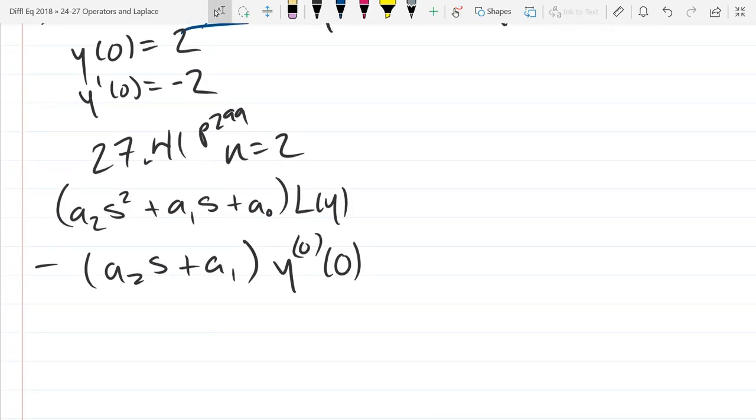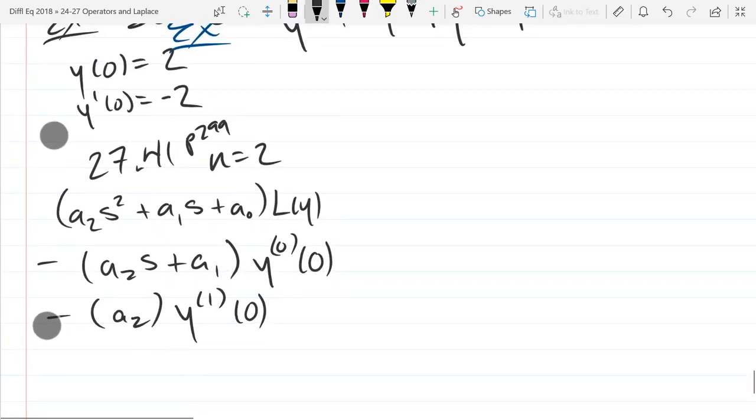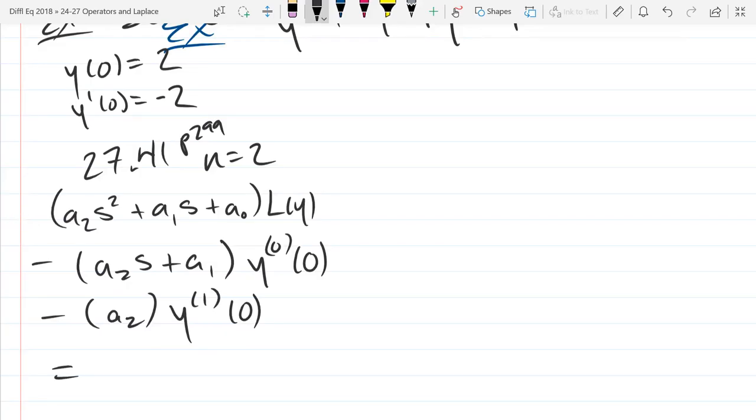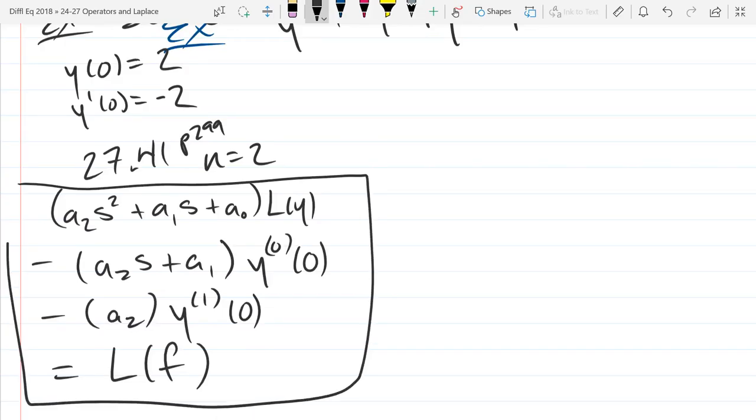Page 299. All right, so we have that second to last one, and then the very last one is a2 times the y n minus 1 derivative, which is the first derivative of 0. And this is all supposed to equal L of f. So that's just using n equals 2 on that table that's in your book.